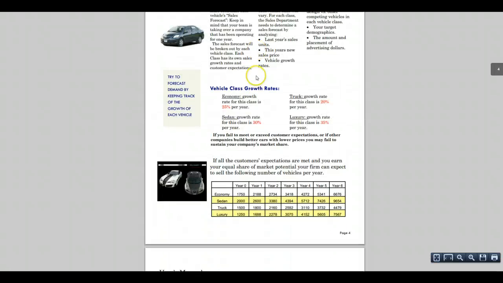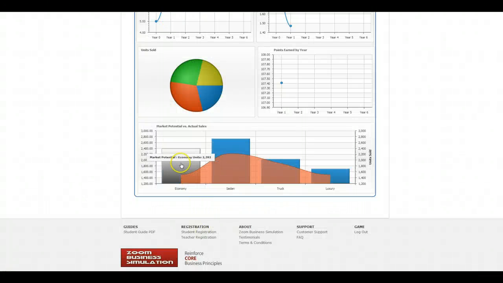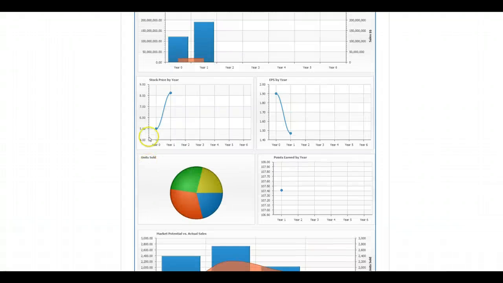So here they give me a nice chart, and it says economy is to grow at 25% a year. Okay, so if this is my potential, and I feel that my cars are going to be equally competitive next round, I'm going to grow this 2,392 number 25%, not what I actually sold because I had under forecasted. So it's a key insight in how to keep your forecast on target.